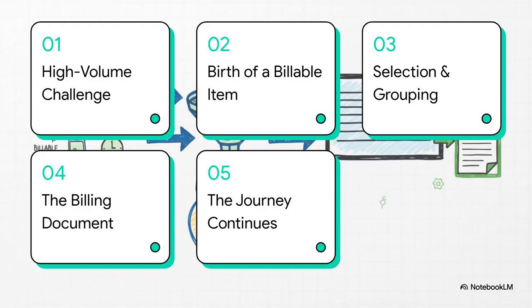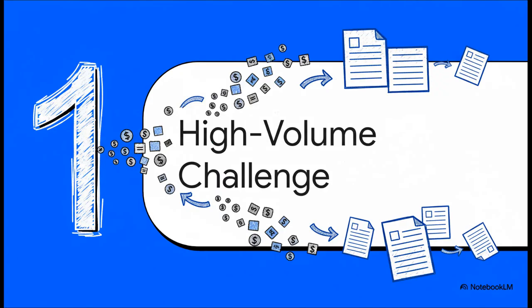So, here's the plan. First, we'll tackle the why, the big challenge of high-volume billing. Then, we'll see where our data, the billable item, actually comes from. After that, we'll get into the magic, how the system sorts through all the chaos. And finally, we'll see it take its final shape as a billing document, which then feeds the invoicing process. Okay, let's jump right in.